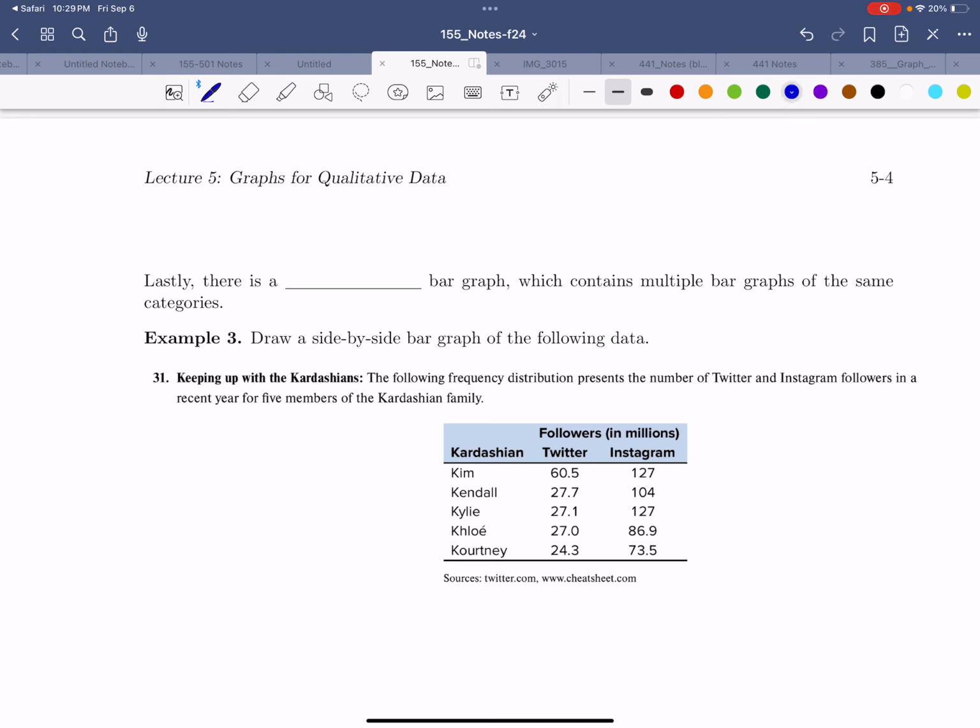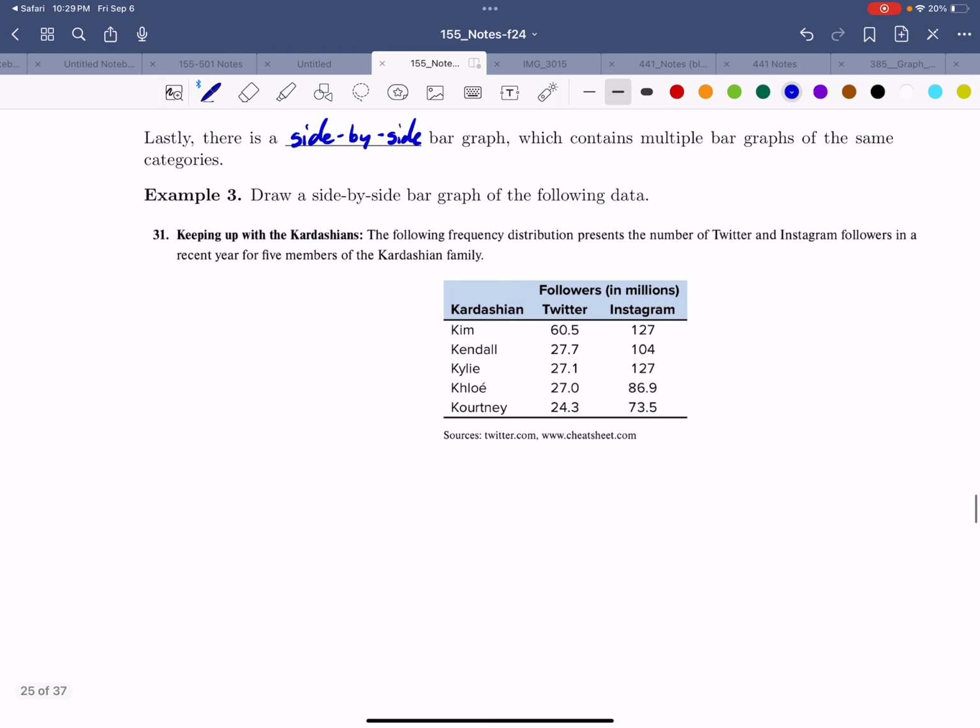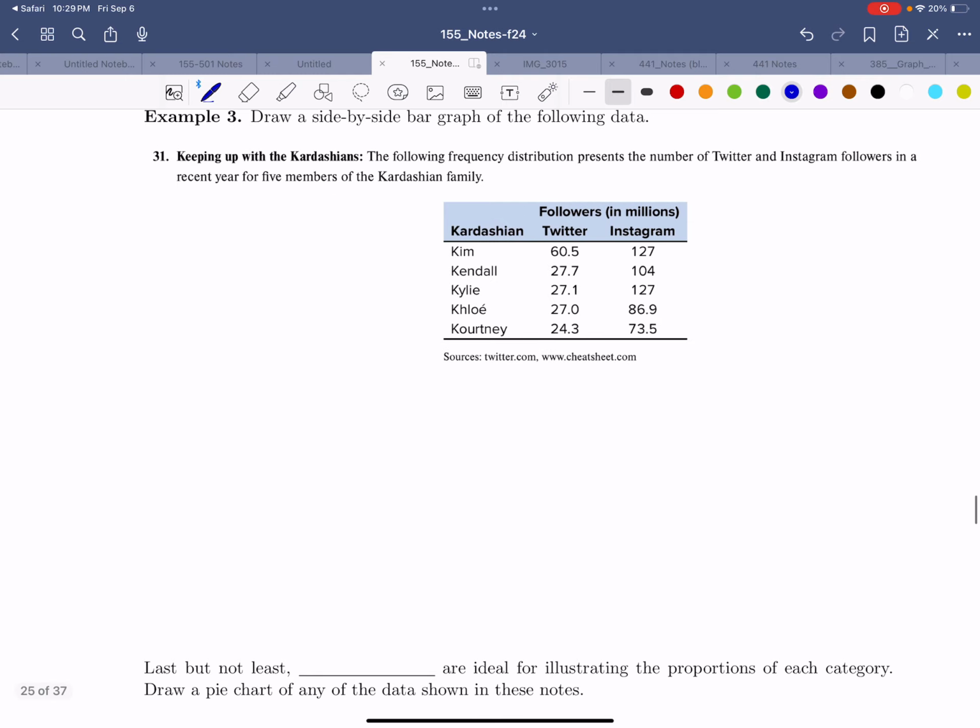And then last but not least, there is such a thing called a side-by-side bar graph. You've probably seen this, even if you're not familiar with the term. It's just when you've got multiple bar graphs on the same set of axes. So, for example, I'll start this off. I'll let you finish it, because I think you'll get the gist pretty quickly.